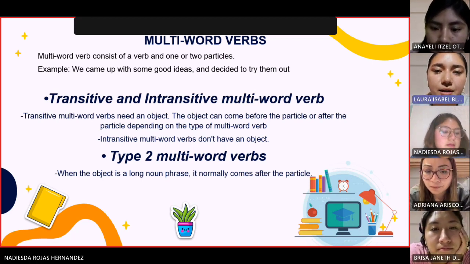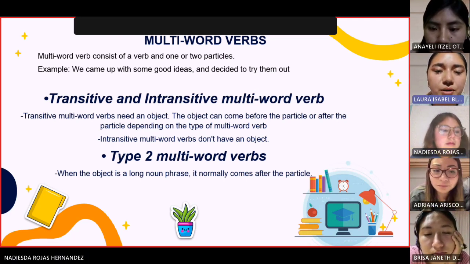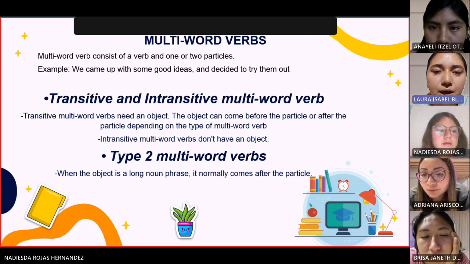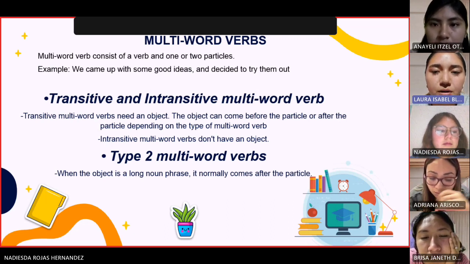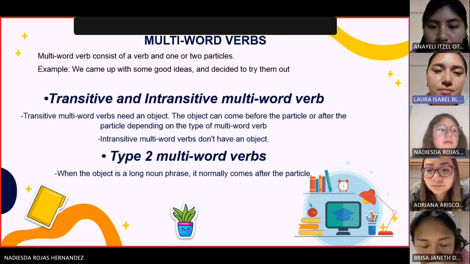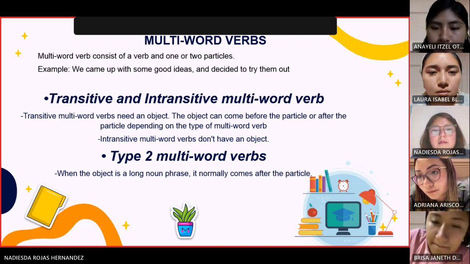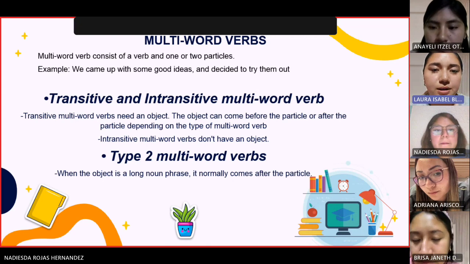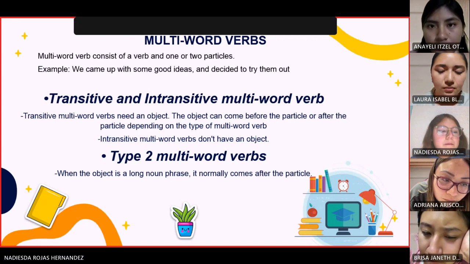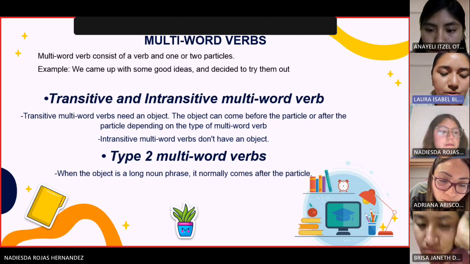Transitive and intransitive multi-word verbs. Transitive multi-word verbs need an object. The object can come before or after the particle, depending on the type of multi-word verb. Intransitive multi-word verbs don't have an object. For example, go away, not go somebody away.